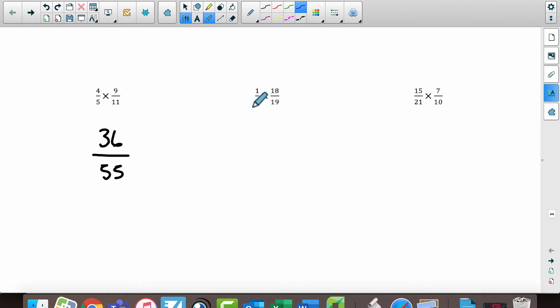We could say, okay, 6 goes into 6 one time, so I'll put 1, and 6 goes into 18 3 times, so I'll put 3. Those are my new numbers I'm going to use. Okay, now I can multiply like normal. 1 times 3 is 3, and 1 times 19 is 19. Boy, that was easier than going 6 times 19.